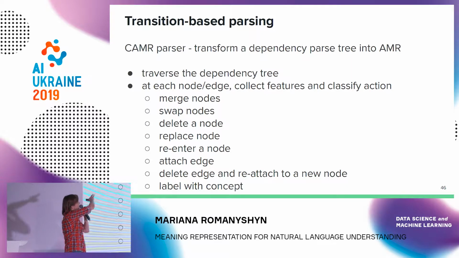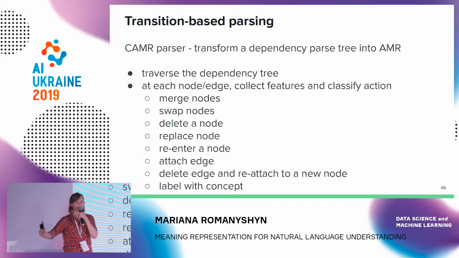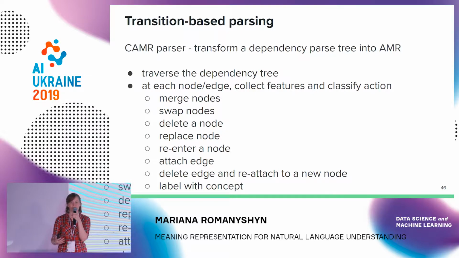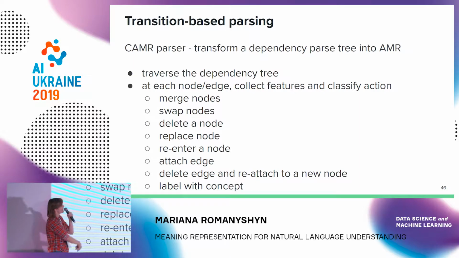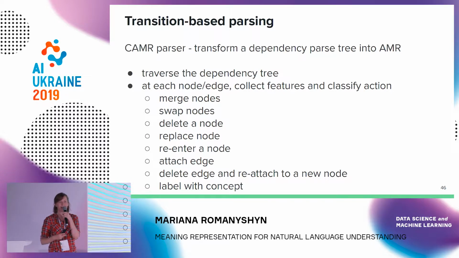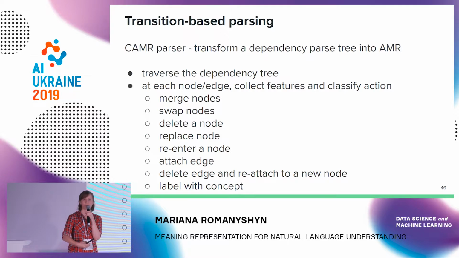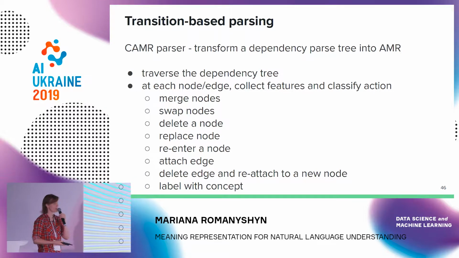So we just traverse the dependency tree, again, at each node where we are and at each edge that we are observing. We collect all kinds of features that we get from our NLP pipeline. And then we train a classifier that decides what to do next, like to merge nodes or to swap nodes or to delete a node. In this specific implementation, there are only these 8 actions that the classifier can predict for you to do at this particular point of the dependency tree, because you're traversing it, right? But there may be other implementations too.